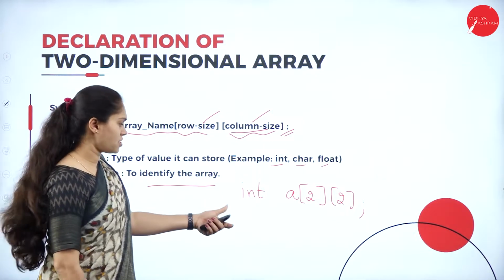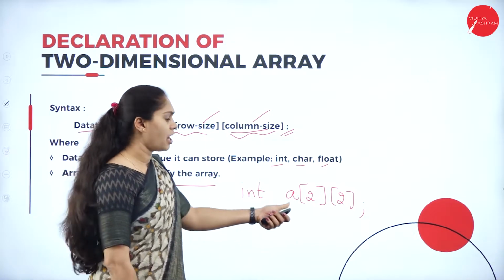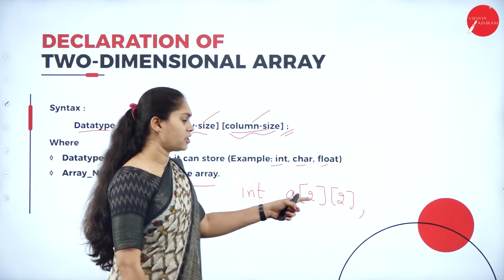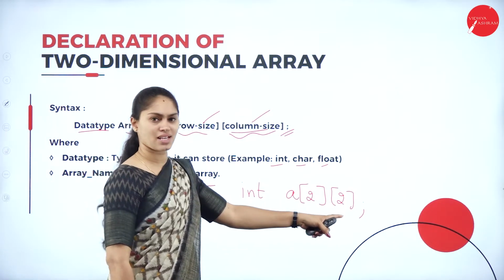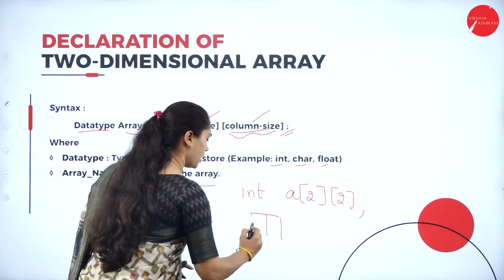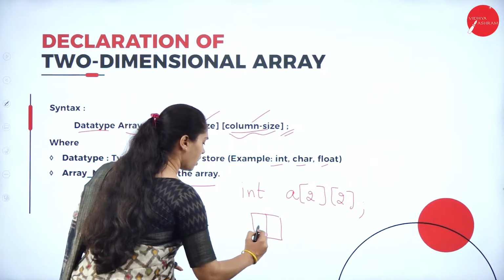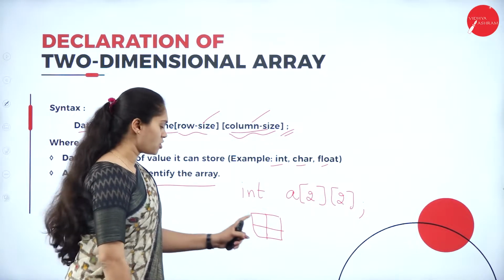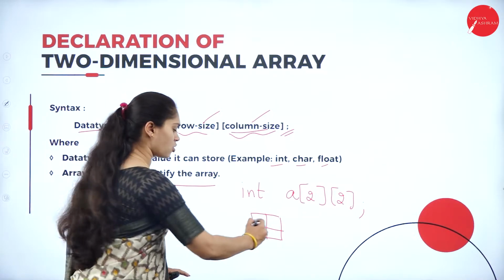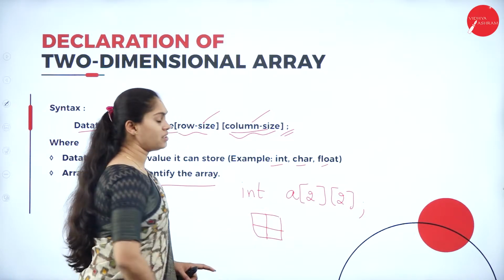Will you be able to understand this? The data type is integer, the name of the array is A, the row size is 2 and the column size is 2. So what does it mean? It is able to hold how many elements? 4. So we have 2 rows. This is row 1, row 2. This is column 1, column 2.